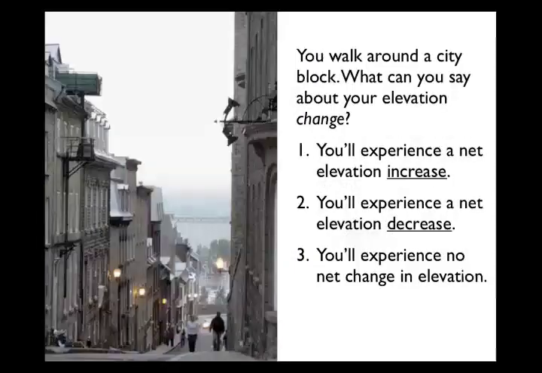How about this? If you walk around a city block and get back to the starting place that you were originally, what can you say about your elevation change in walking around that city block? You'll experience a net elevation increase, experience a net decrease, or you experience no change in elevation. Again, this should be number 3. If you get back to the same position where you started, your initial height is the same as your final height, so you experience no net elevation change.